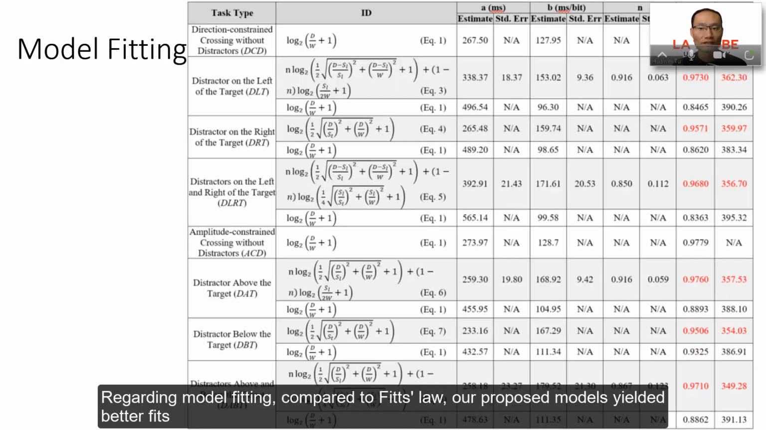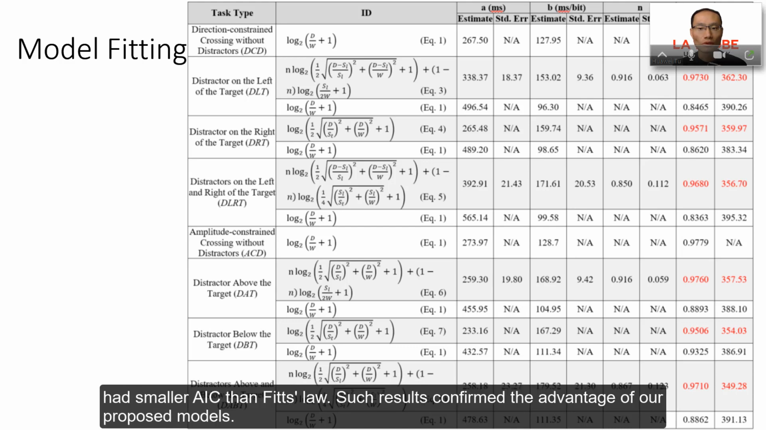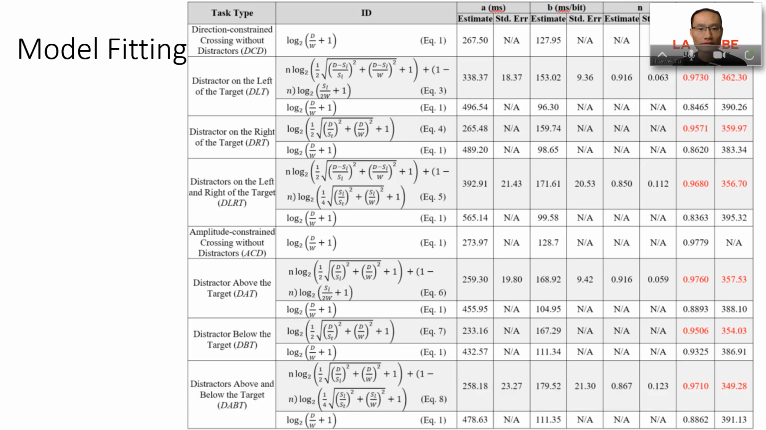Regarding model fitting, compared to Fitts law, our proposed models yielded better fits with the experiment data in all 6 layouts, with R-square always greater than 0.95. Also, our models had smaller AIC than Fitts law. Such results confirm the advantage of our proposed models.